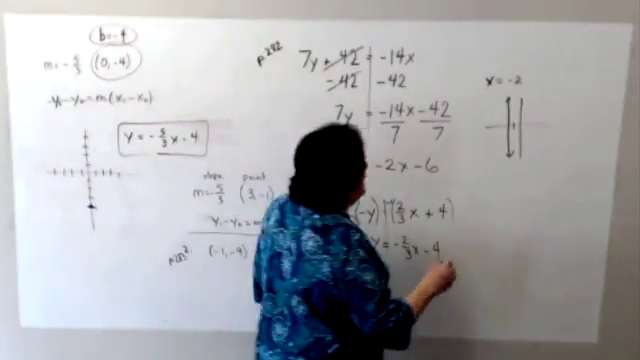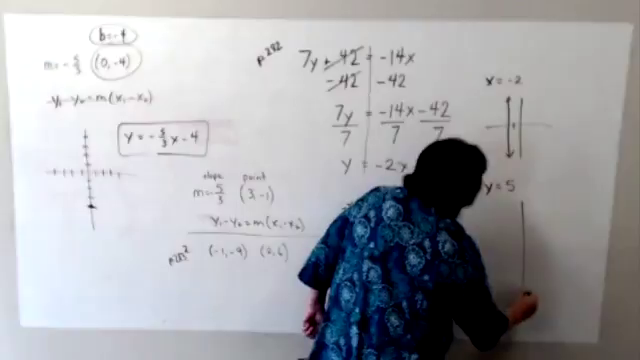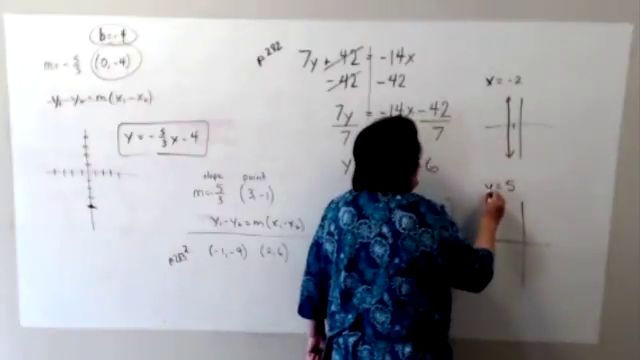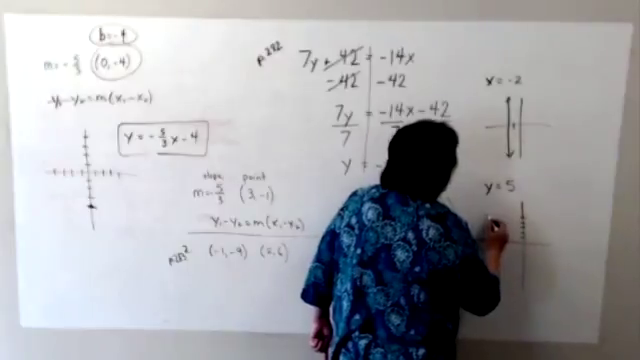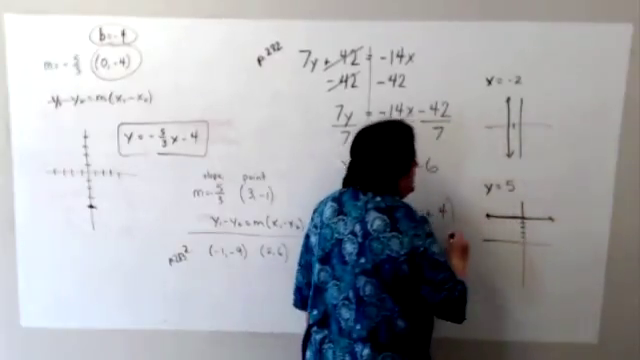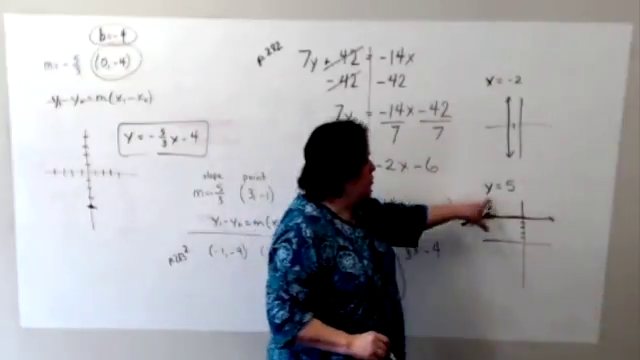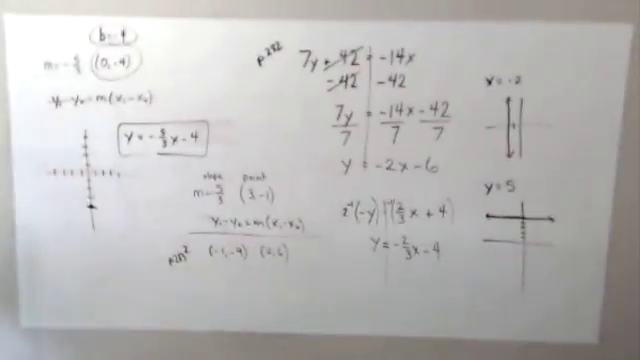If you have y equals 5, this one crosses the y-axis at 5. 1, 2, 3, 4, 5. So to cross the y-axis, it would have to be horizontal, wouldn't it? So it crosses the y-axis at 5. That's important to know for later on, and you also see that sometimes on the ACT.